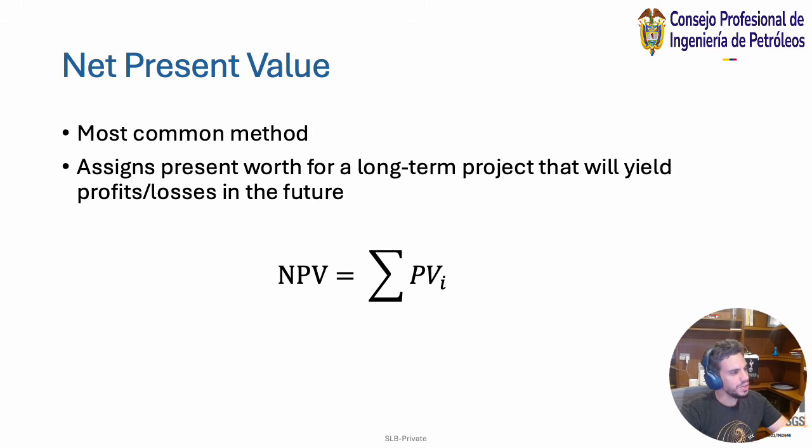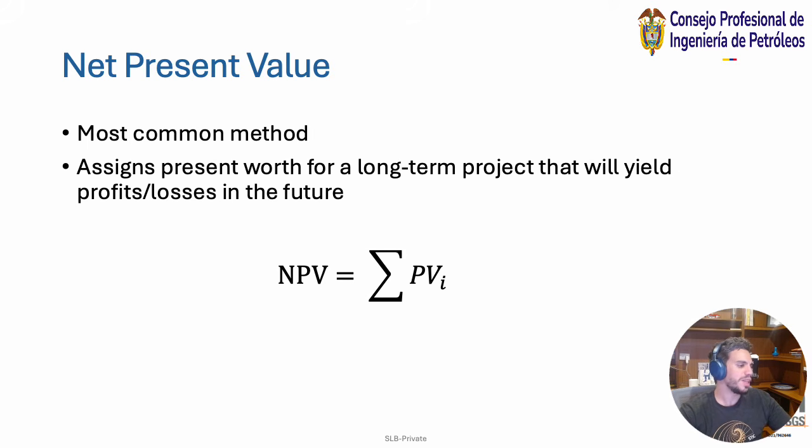And the net present value, which is the most common financial or economic method that you always want to have, just assigns a present worth for a long-term project that will yield either profits or losses in the future, right? So it's trying to understand what is the present profit of that project after 10 years or 5 years and so forth. And the way you do that is you sum all the incremental present values, and that will give you the net present value of your project, right?